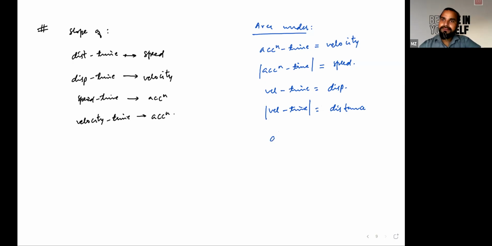And the last part, area under the speed time graph. It will define you distance. So these are some terms related to the area and graphs representing some other quantities.